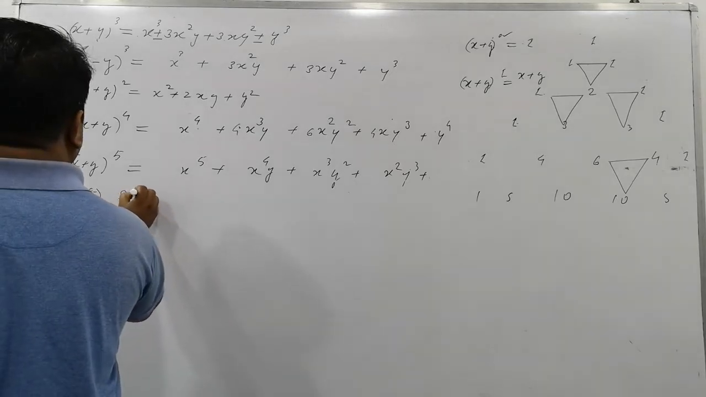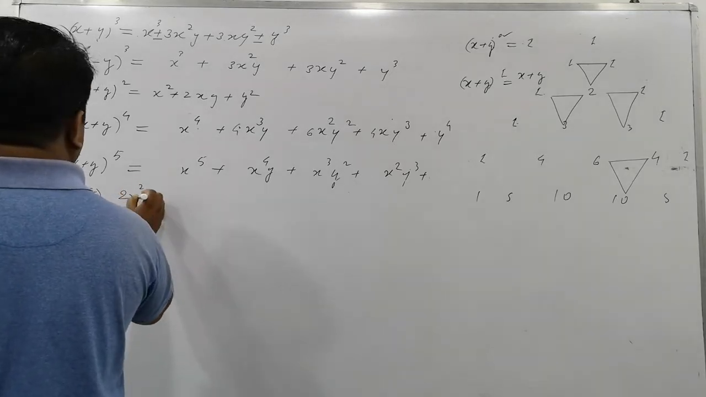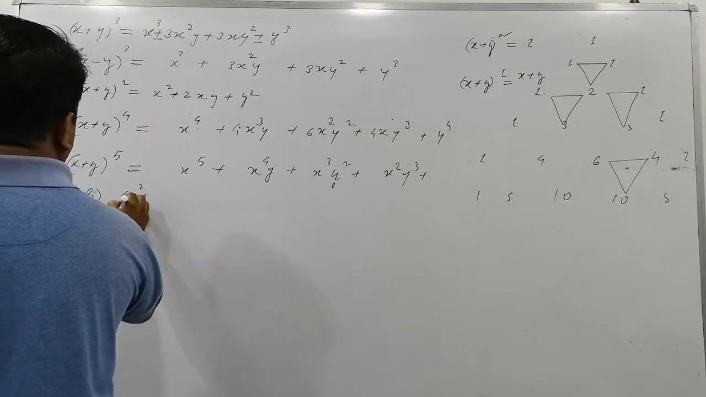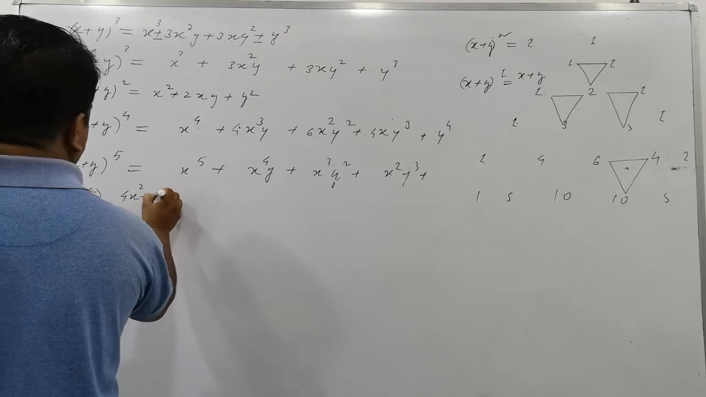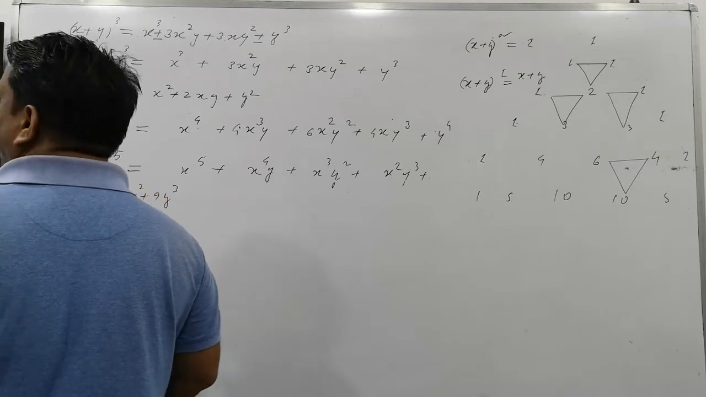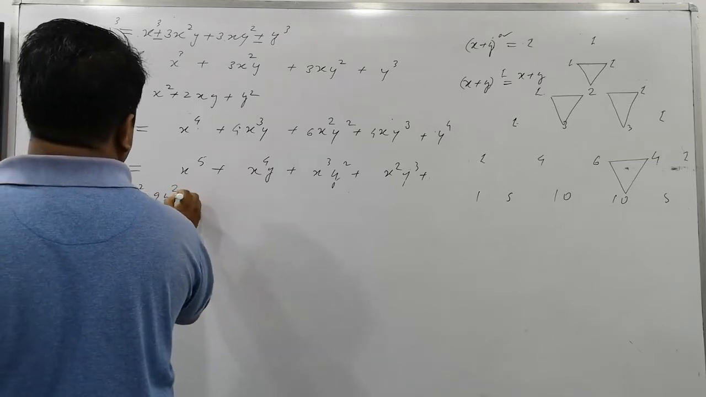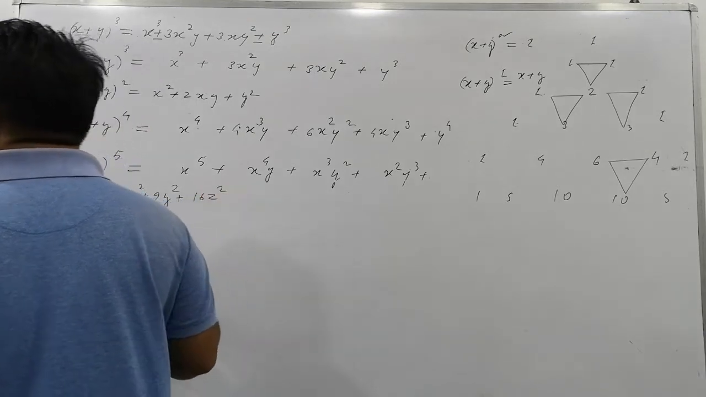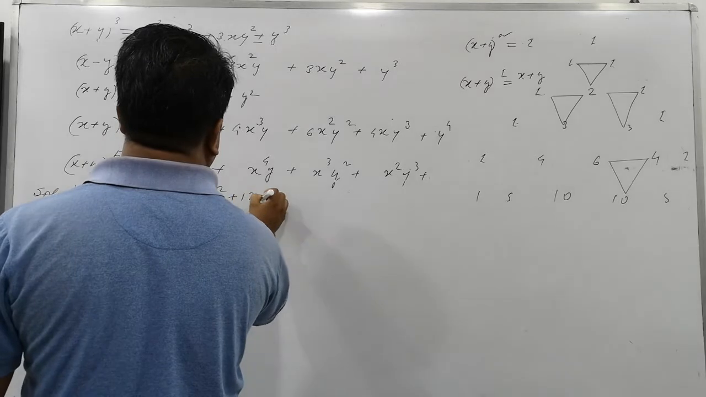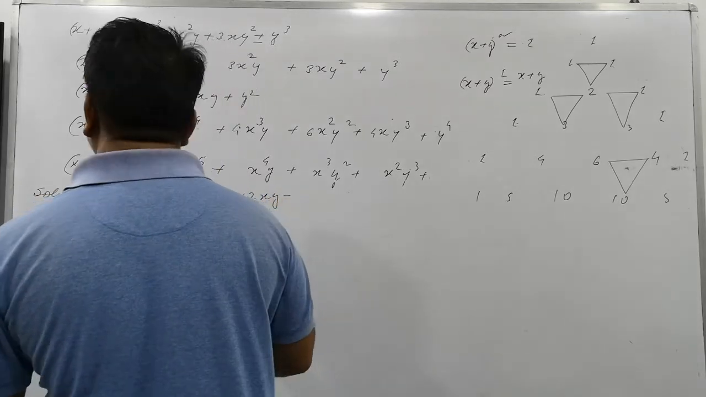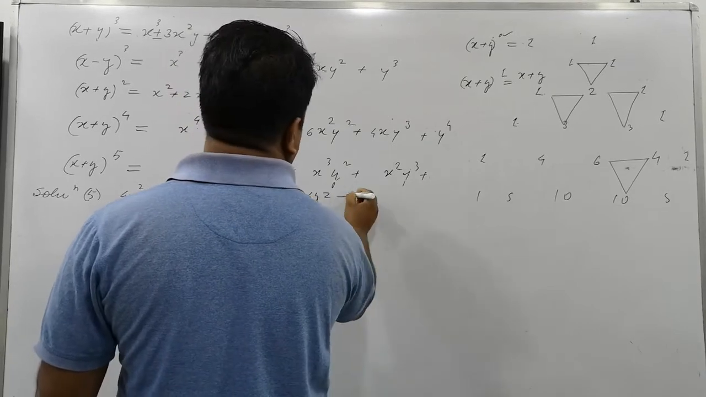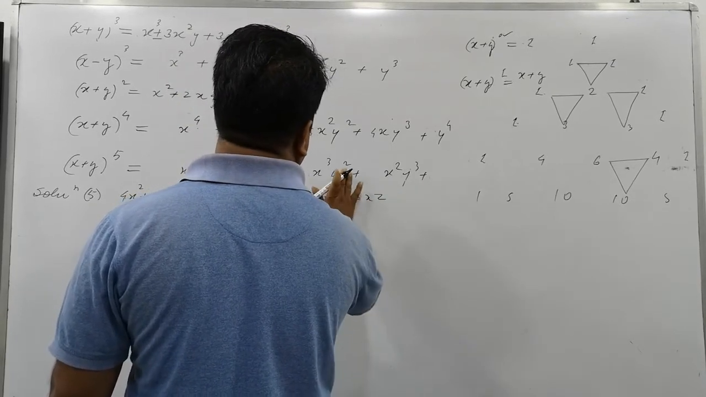And it says 2x square, 4x square, plus 9y square, plus 16z square, plus 12xy, minus 24yz, minus 16xz.